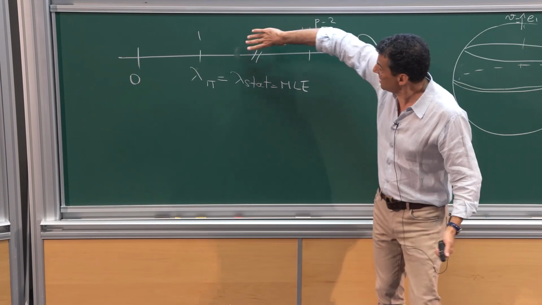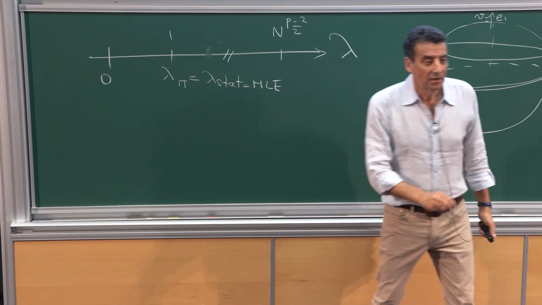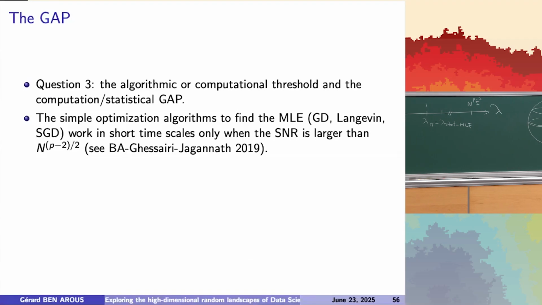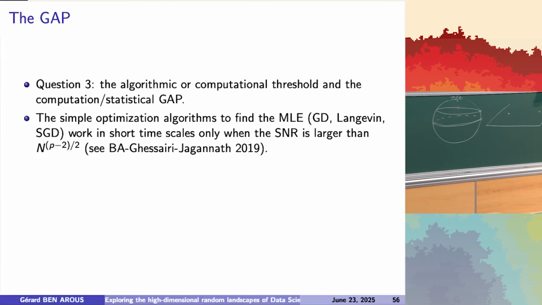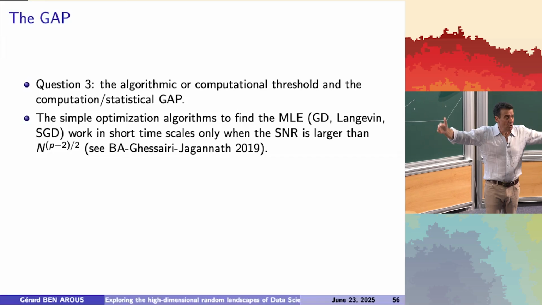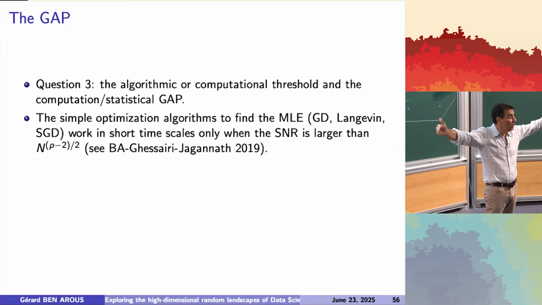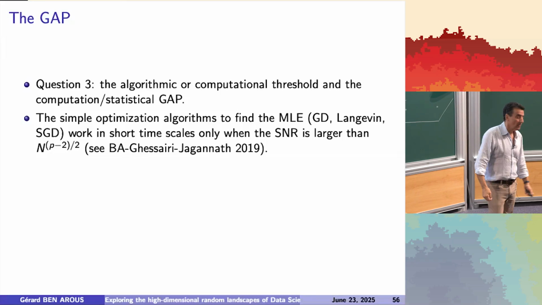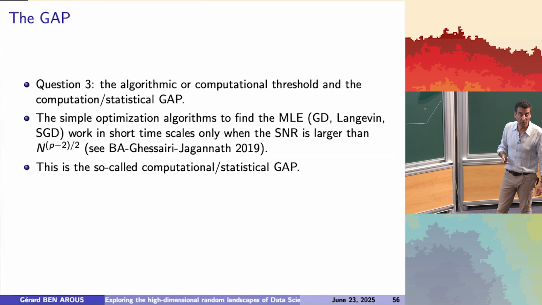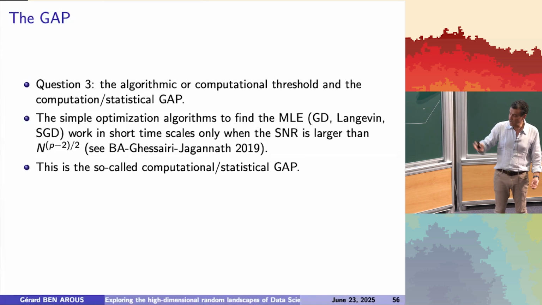In this big region here, your statistics problem works if you were the god of optimization, but you're not. So if you use an optimization algorithm, there's a huge region where your algorithm will not work, even though it should. Okay? So this is called the computational-to-statistical gap. You have a gap between statistics and optimization.